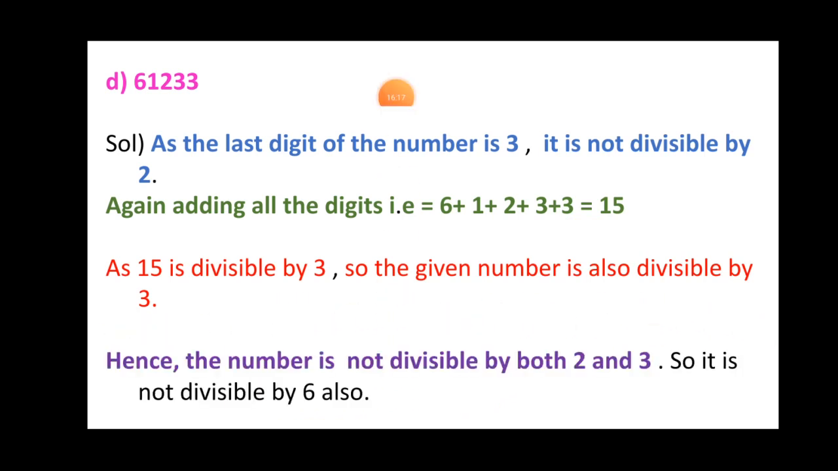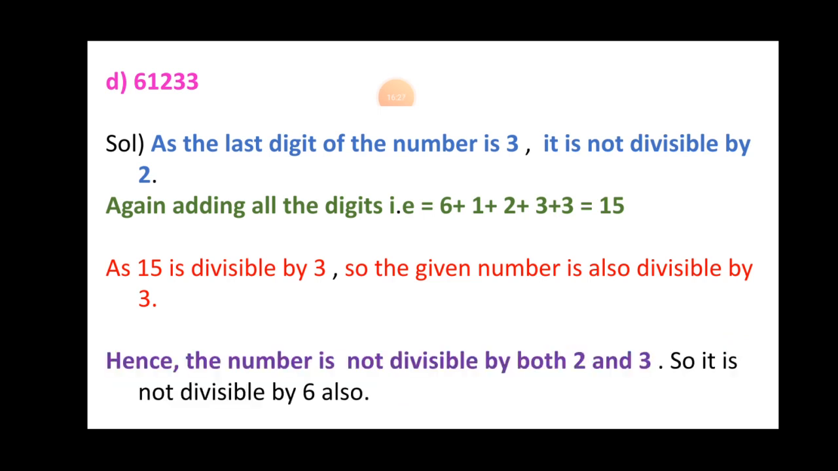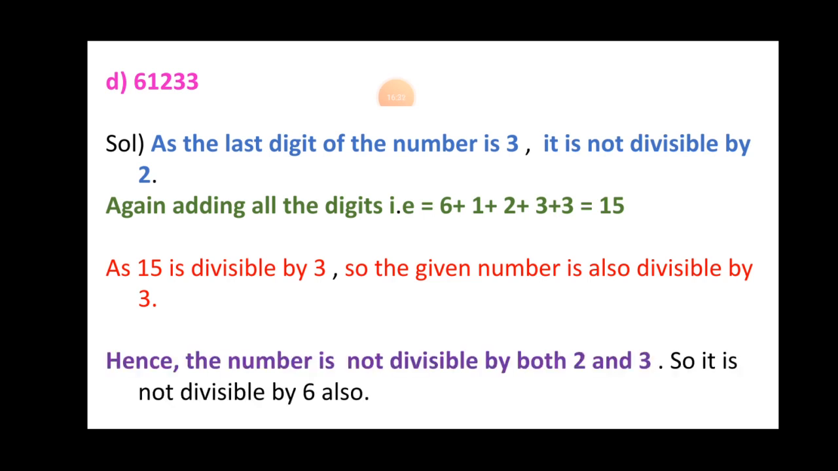But as such we know we are checking the divisibility by 6. So for that purpose the given number must be separately divisible by 2 as well as by 3. While doing so, you can see here this number is not divisible by 2 but it is divisible by 3. So our final statement will be written as: the number is not divisible by both 2 and 3, so it is not divisible by 6 also.